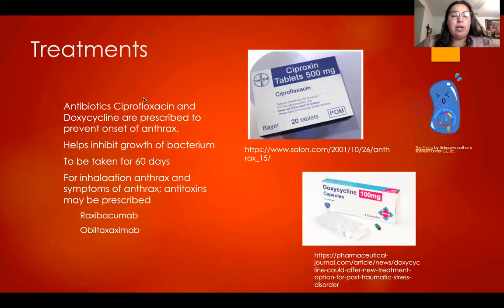Treatments for anthrax. Antibiotics are given to prevent the onset of anthrax, which will inhibit the growth of the bacterium. The antibiotics are ciprofloxacin and doxycycline. This is to be taken for 60 days because these endospores can stay in our body for up to 60 days before they germinate.